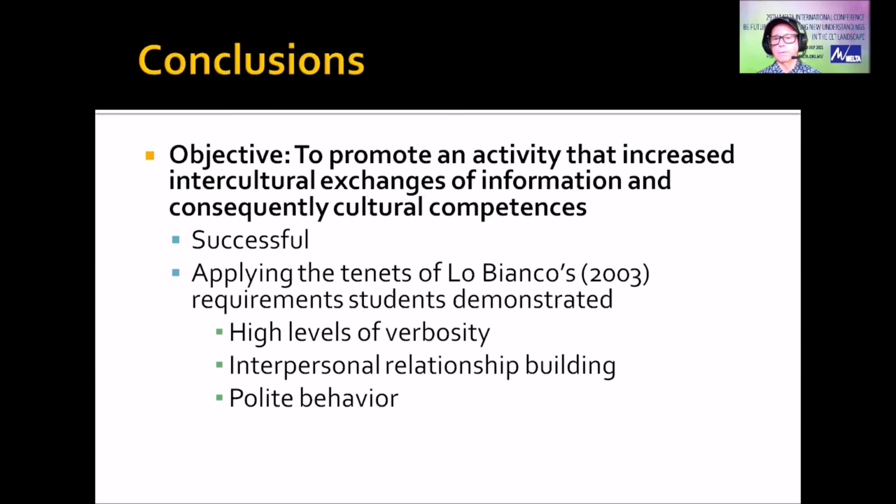So our objective here was to promote an activity that increased intercultural exchange of information and cultural competences. In that regard, I think we were successful, and those categories arose, and we found many cases of relationship building, politeness, and verbosity found throughout the dialogues. So I can say that there was an exchange of intercultural knowledge. So cultural competency of the other culture definitely was enhanced.